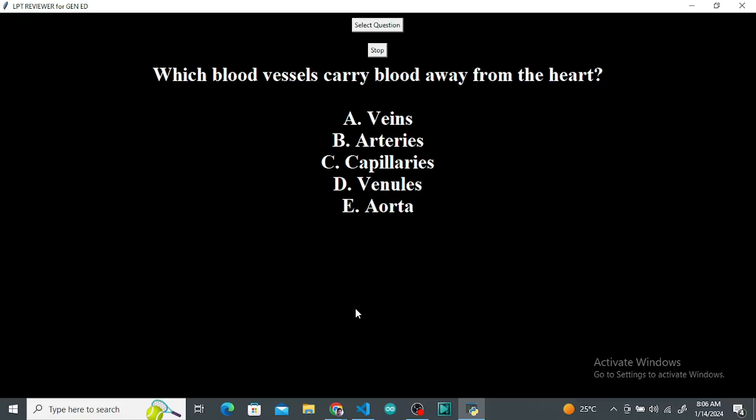Which blood vessels carry blood away from the heart? A. Veins. B. Arteries. C. Capillaries. D. Venules. E. Aorta. The correct answer is arteries.